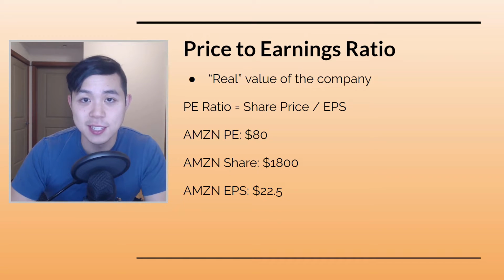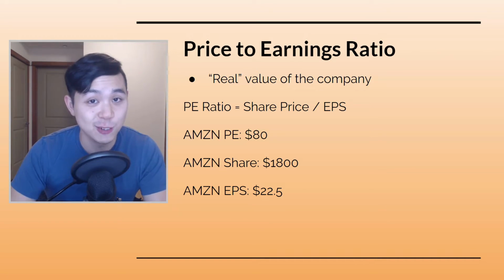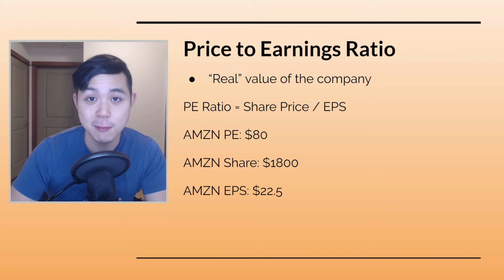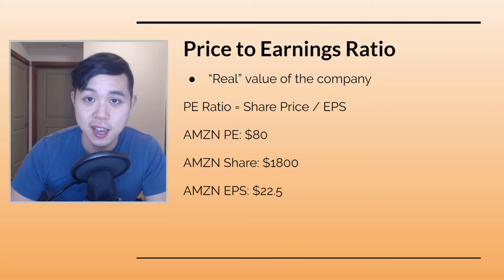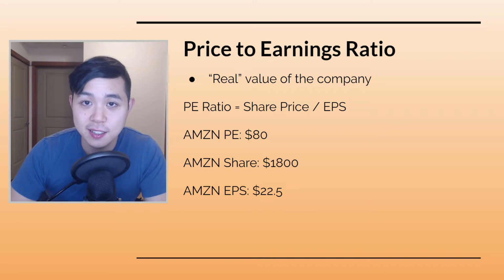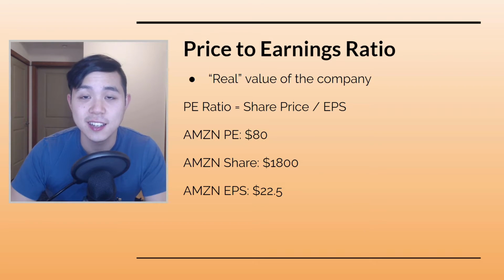This takes the EPS one step further and relates it to the actual share price of the company to get the real, I have this in quotation marks, real value of the company. So we calculate this by taking the share price and dividing it by the EPS. So Amazon has a share price of around 1,800 right now, and for the past 12 months has had an EPS of around 22.5. So when we calculate this, we get a PE ratio of around 80.